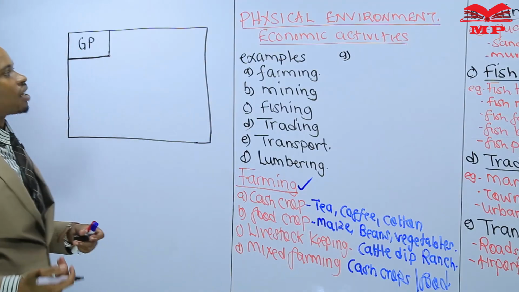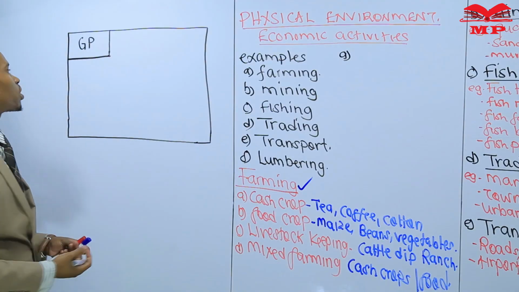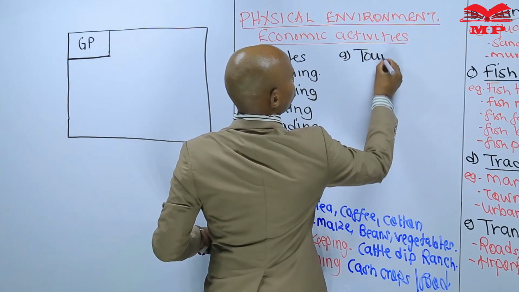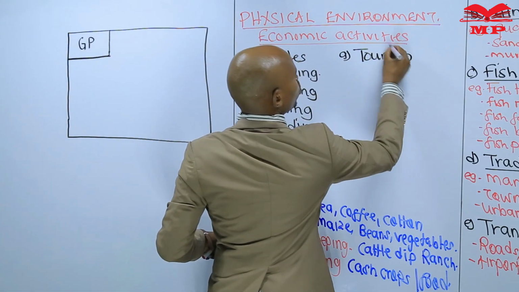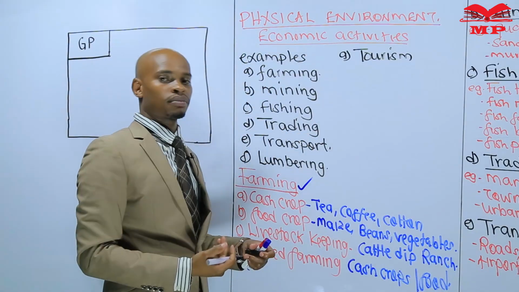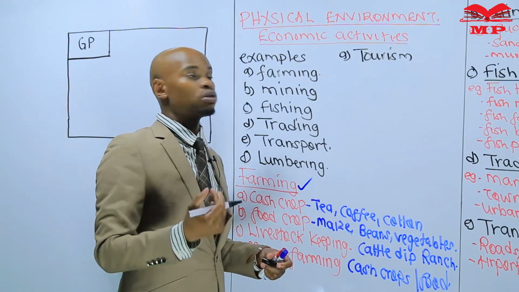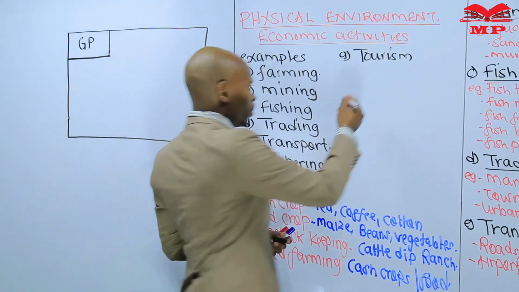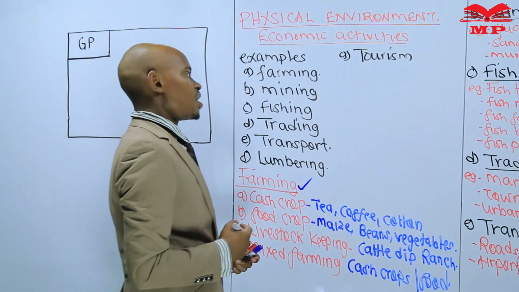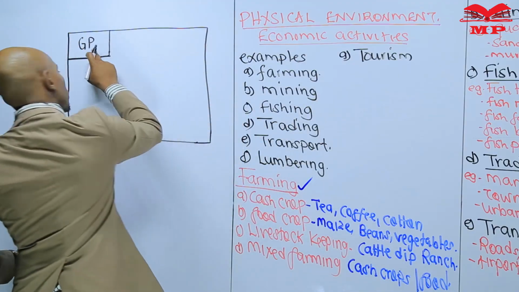What does a game park mean? Or which economic activity is associated with a game park? That is tourism. A game park is where we conserve our wildlife, and tourists come in the game parks to visit the wildlife, and they pay a lot of money in the form of foreign exchange. That is tourism.